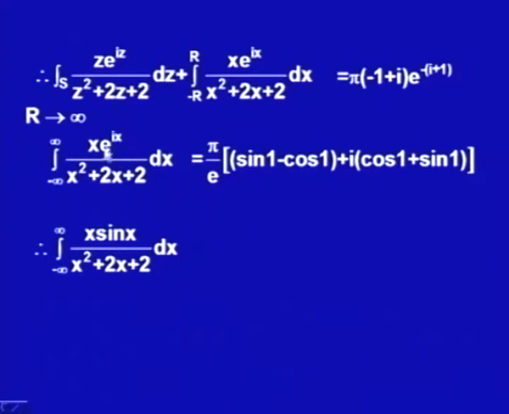Since sin x would be coming in the imaginary part, from both sides we have to equate the imaginary part. So, the imaginary part is the integral from minus infinity to plus infinity of x sin x upon x square plus 2 x plus 2 dx, which is equal to pi upon e times cos 1 plus sin 1. So, we had evaluated this integral, where of course my function f x was not satisfying the degree condition. Let us see one more example of this kind.